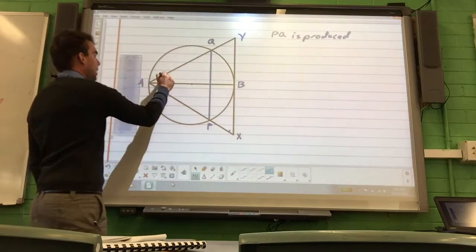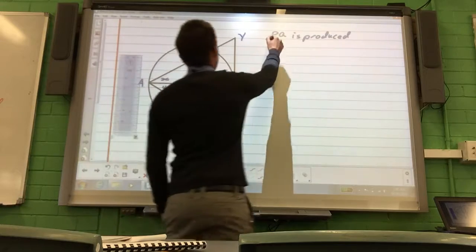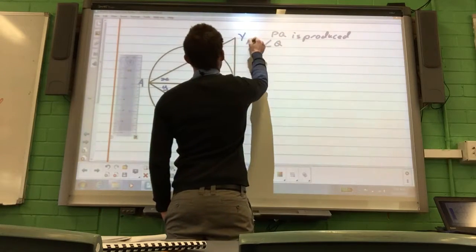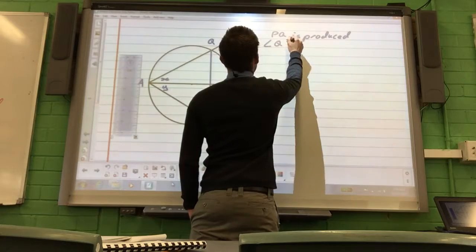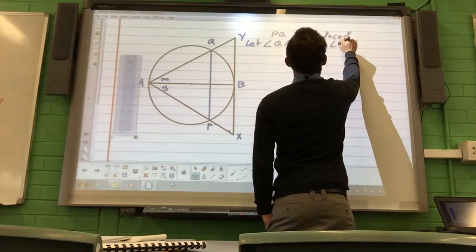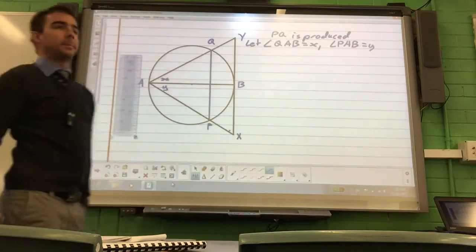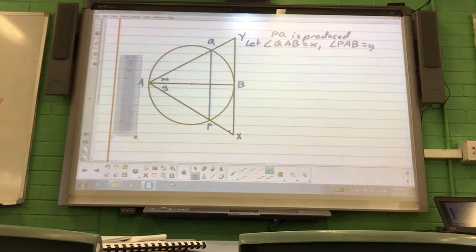Alright, and I'm going to start here, X and Y. So let angle QAB be x and angle PAB be equal to y. Again, we cannot assume those 2 angles are the same. So until we can find the evidence to justify that, we need to notate them with separate letters. Alright, what can I do?